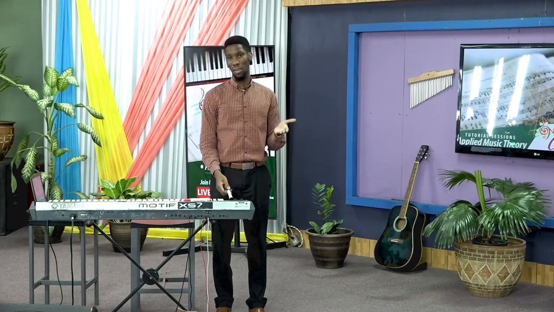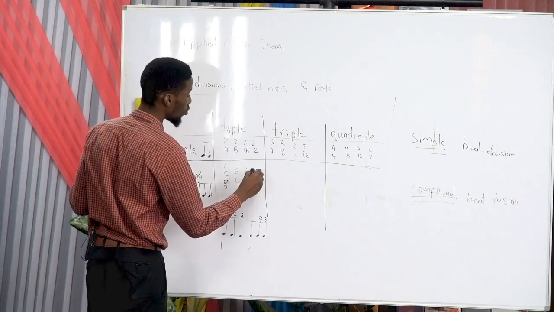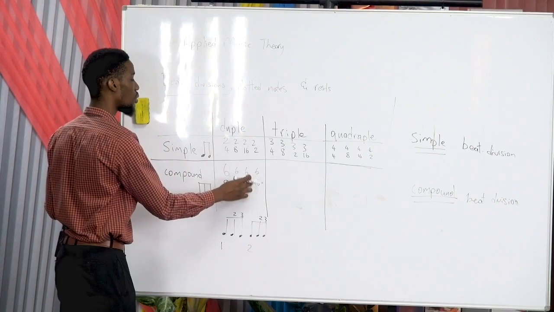Alright? So, now that we understand that principle, we could say a compound time signature would be something like 6-8 or 6-4 or 6-2 or 6-16. These 6-2 and 6-16 you will rarely see, that's why I put them further down.